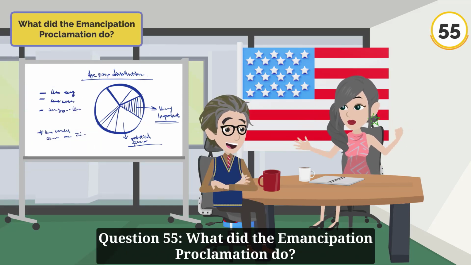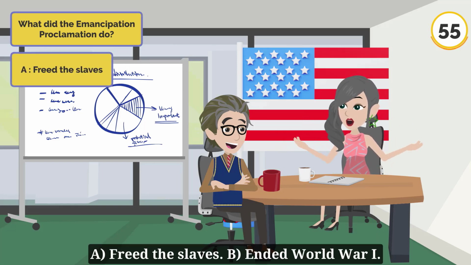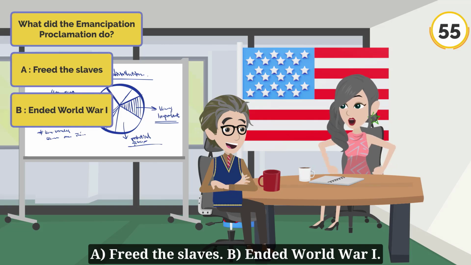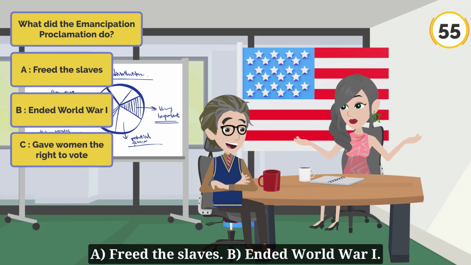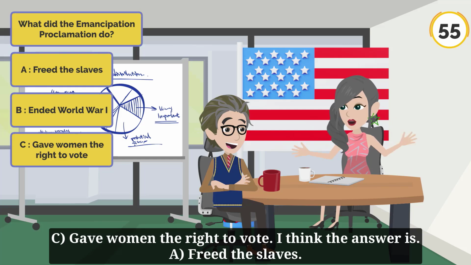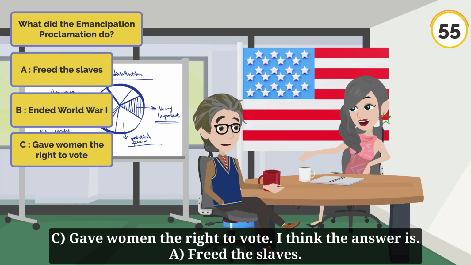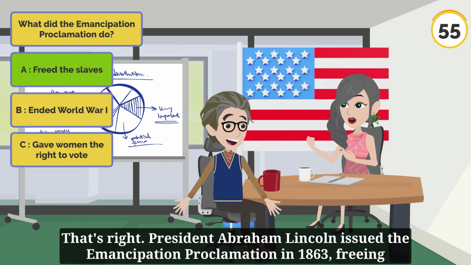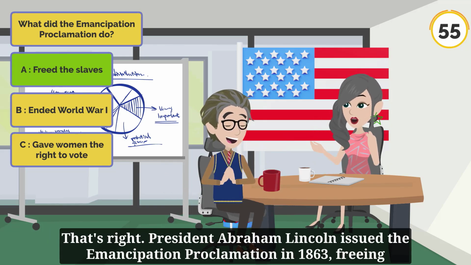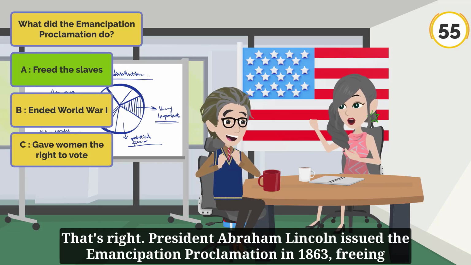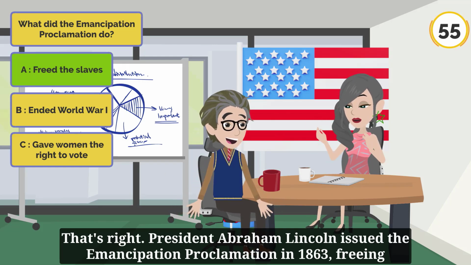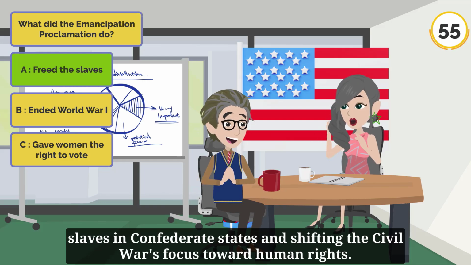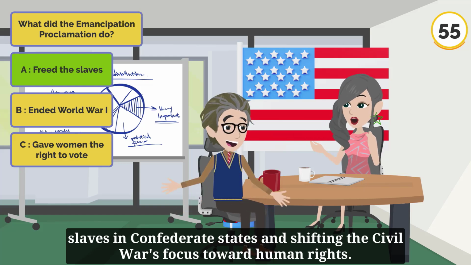Question 55. What did the Emancipation Proclamation do? A. Freed the slaves. B. Ended World War I. C. Gave women the right to vote. I think the answer is A. Freed the slaves. That's right. President Abraham Lincoln issued the Emancipation Proclamation in 1863, freeing slaves in Confederate states and shifting the Civil War's focus toward human rights.